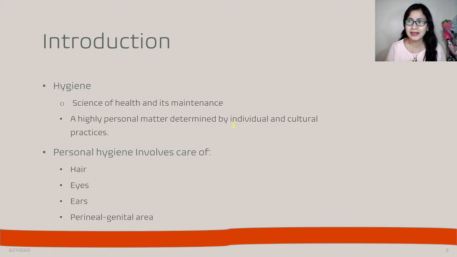So, hygiene actually is a science of health and its maintenance. It is actually a highly personal matter determined by individual and cultural practices. Personal hygiene involves care of the hair, eyes, ears, perineal genital area, and the skin as well.